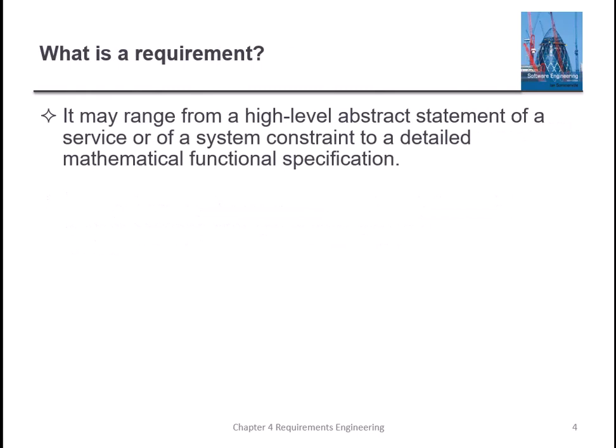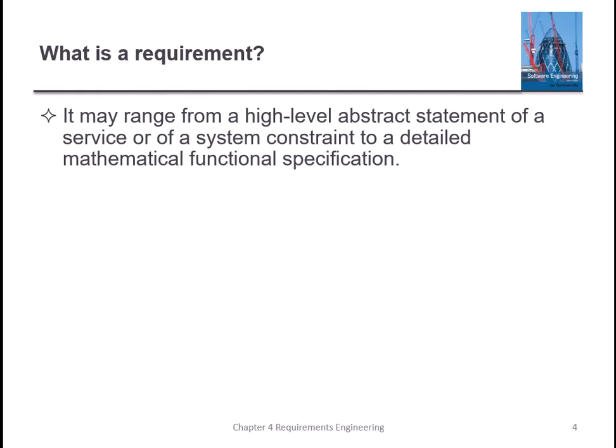Now first let us define the term: what is a requirement? It may range from a high level abstract statement of a service or of a system constraint to a detailed mathematical functional specification. This means the high level business goals are also requirements, and the low level detailed functionalities, services, and all associated constraints are also requirements. In short, a requirement is a prerequisite of any software system, or any request from the user that later becomes a feature or core functional requirement. We will later discuss different types of requirements.